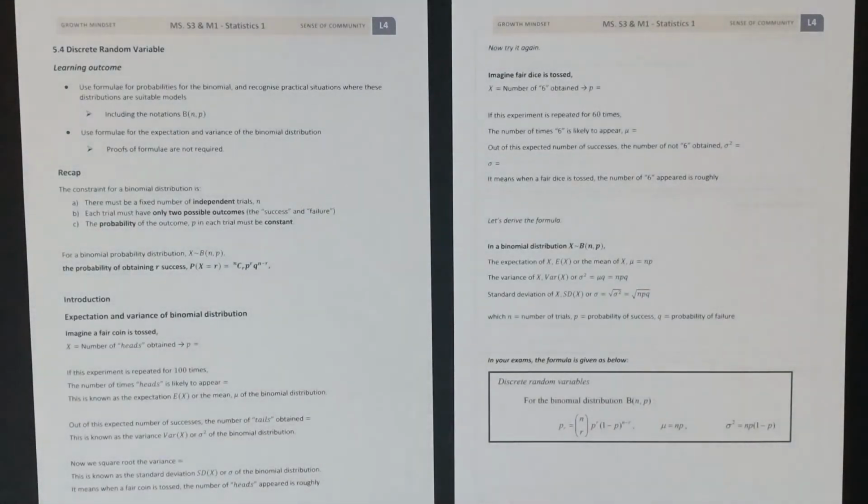Okay, alright. So today we'll be continuing lesson 4 for the chapter Discrete Random Variable. It's also the second lesson for binomial distribution and the last lesson for it. After today we'll be learning geometric distribution, so it might be 1 or 2 lessons, then we will have covered the whole chapter for discrete random variable already.